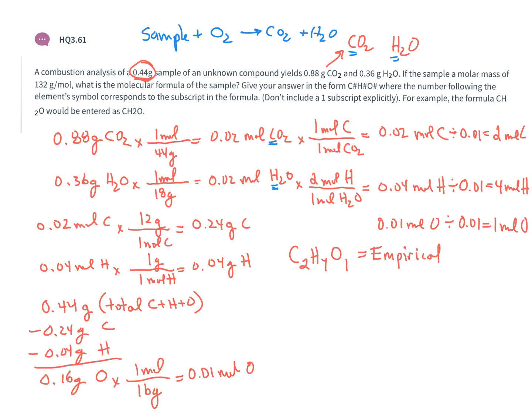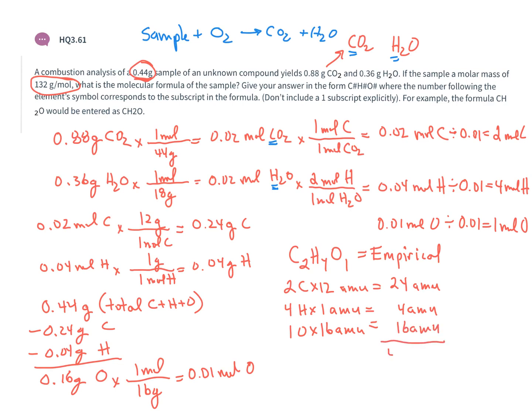I'm still not done yet because I need to find the molecular formula, and I know that this molecule weighs 132 grams per mole. So to go from the empirical to the molecular, I need to know how many times I have to multiply this empirical formula. To do that, I have to find the empirical weight of this formula. So I have 2 carbons at 12 AMU each, 4 hydrogens at 1 AMU each and 1 oxygen at 16 AMU. So that gives me 24 AMU of carbon, 4 AMU of hydrogen, and 16 AMU of oxygen. So this should weigh 44 AMU or 44 grams per mole.